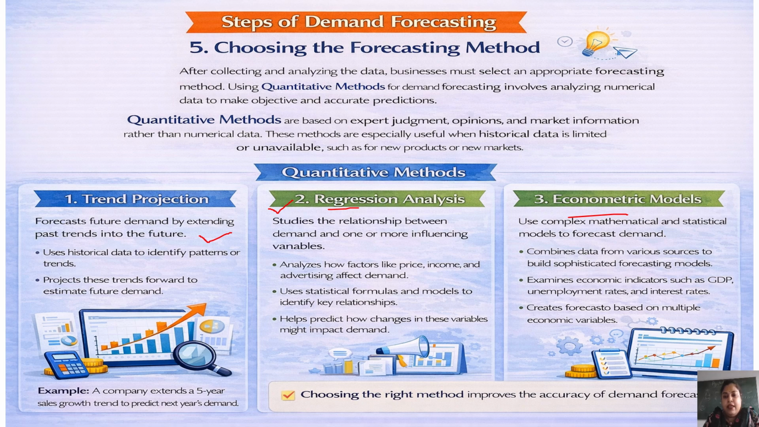Okay, now the next is econometric models. These use complex mathematical and statistical methods to forecast demand. They combine data from various sources to build a sophisticated forecasting method, and they examine economic indicators such as GDP, unemployment rate, and interest rates. These are the three quantitative methods of demand forecasting.